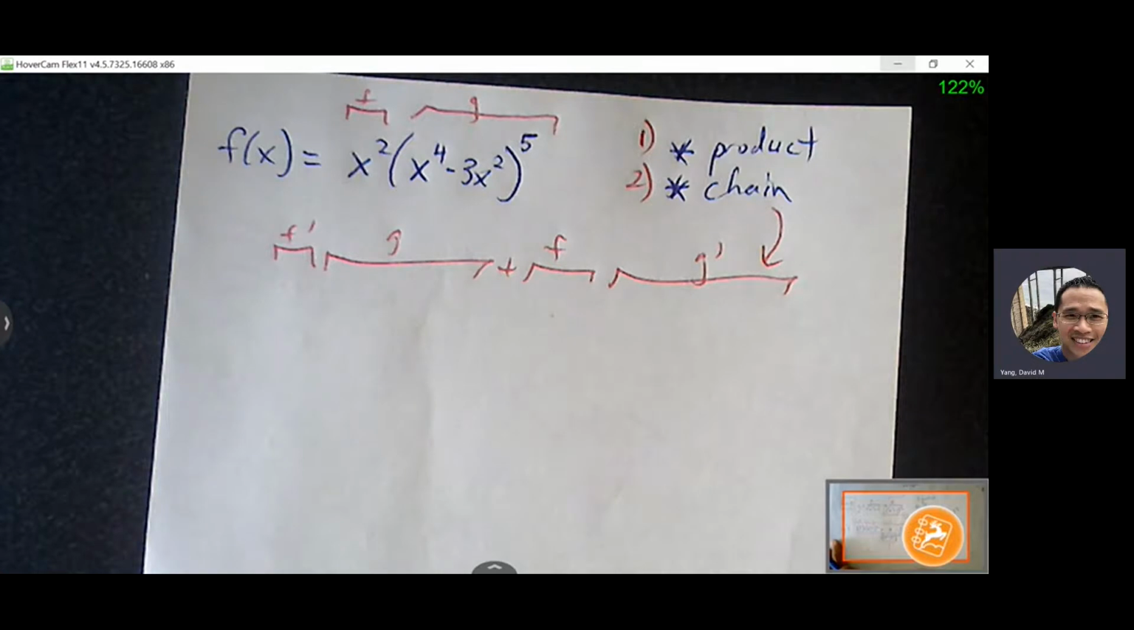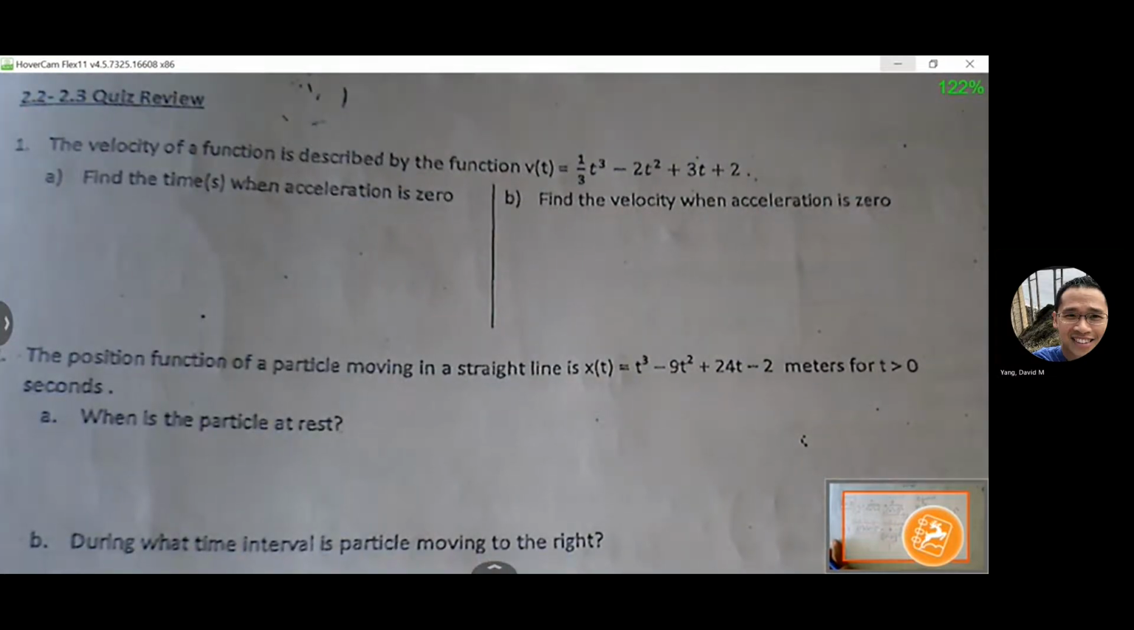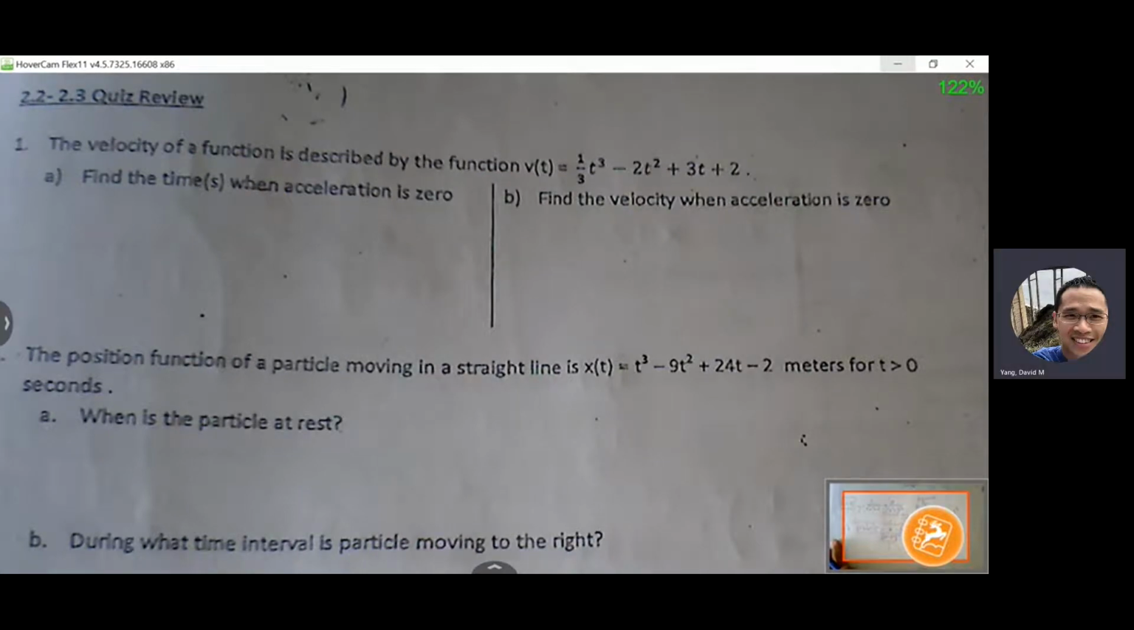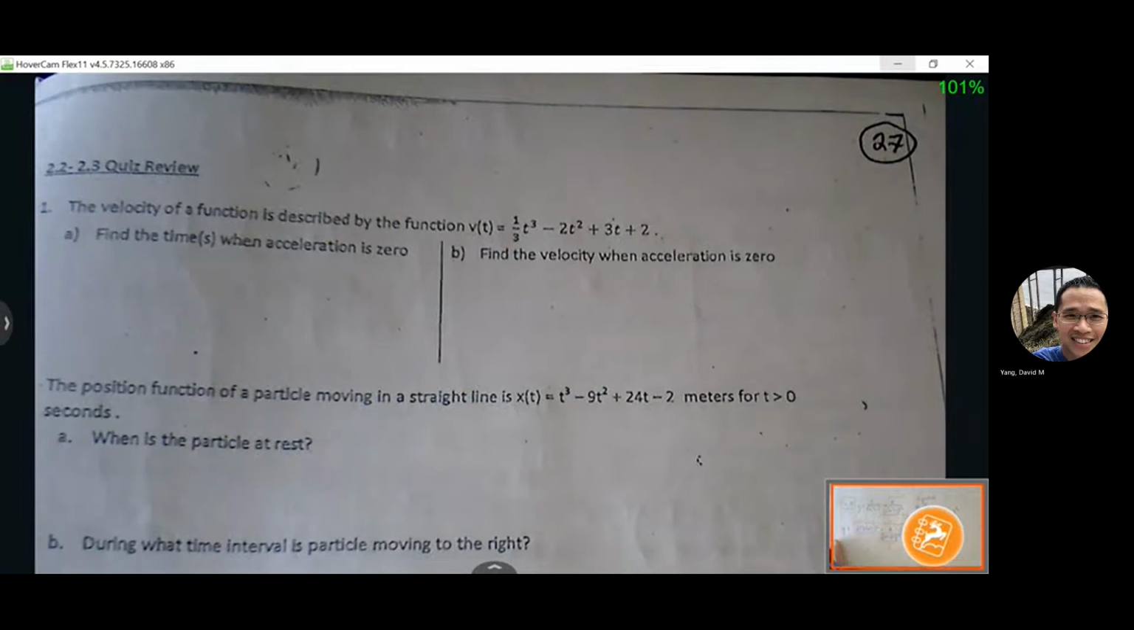In your packet, page 27. Okay, let's try number one. The velocity of the function is described by the function v of t, find the times when acceleration is zero. So notice that the problem doesn't give us a position function. They only gave us the problem starting from velocity.